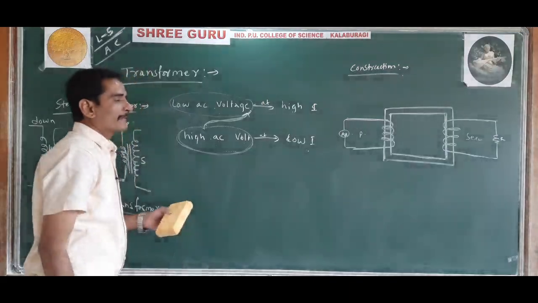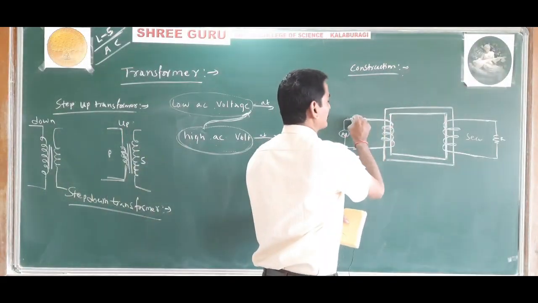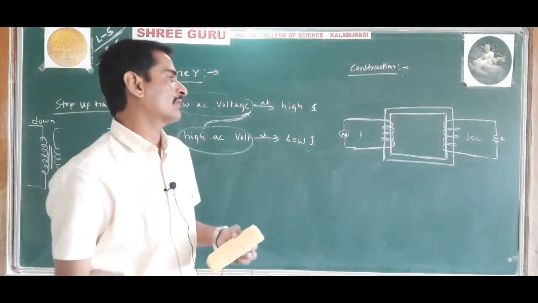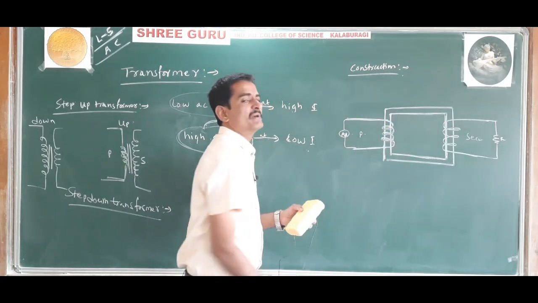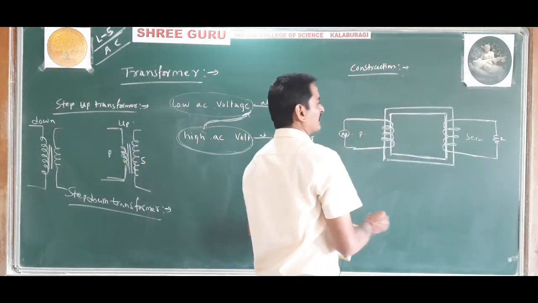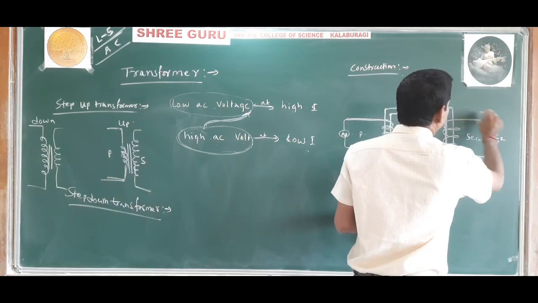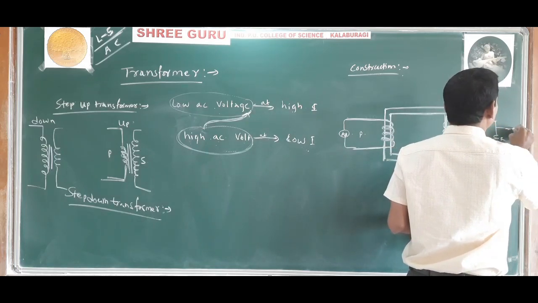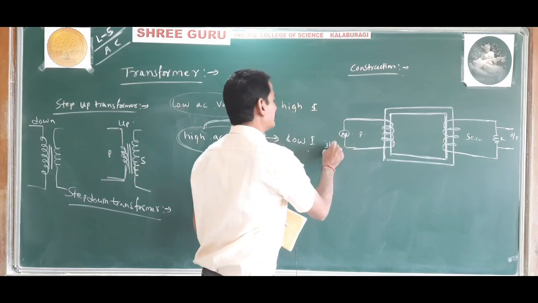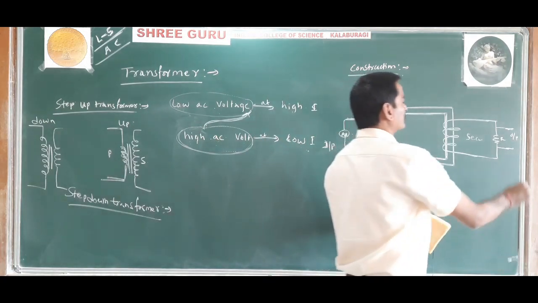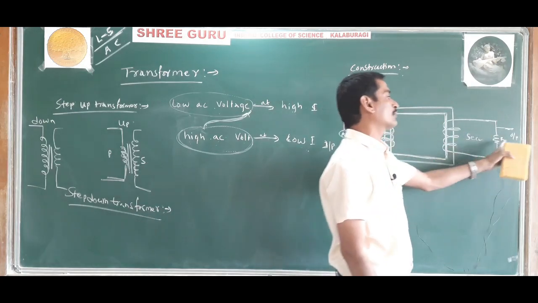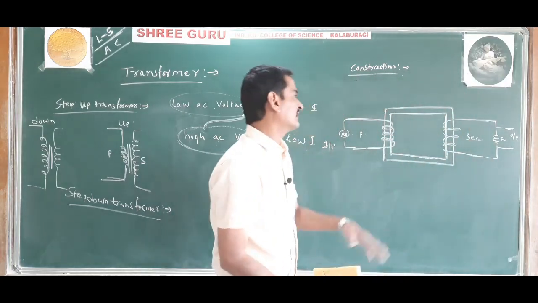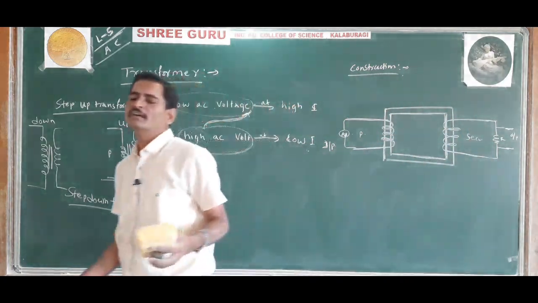Okay. So now the primary coil, which is connected to the AC source, together is called the primary circuit. And the secondary coil connected to the load resistance, where output is taken, that entire circuit is called the secondary circuit. Here input is given and here output is taken. This entire circuit is called the primary circuit. This much is enough for construction.